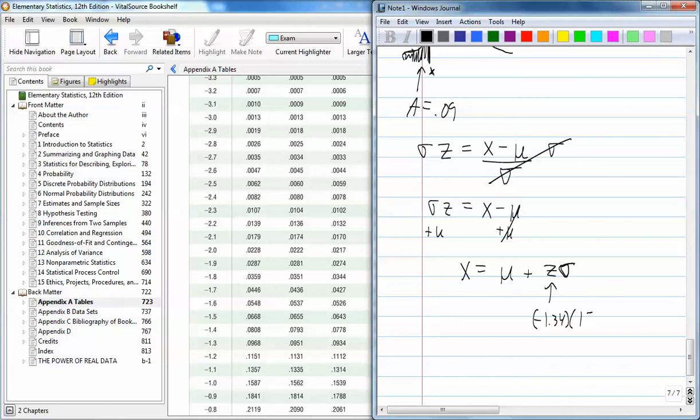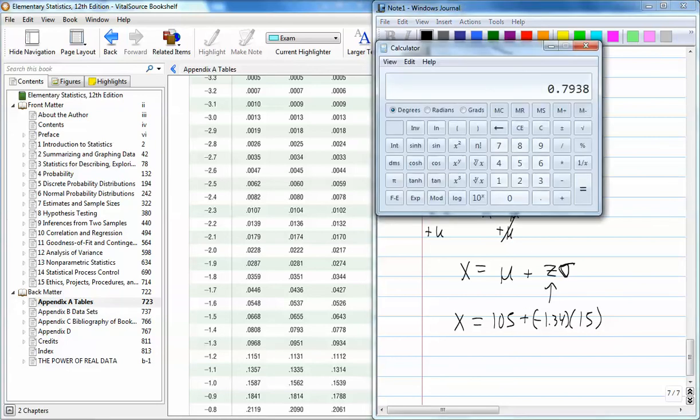What was our standard deviation given in the problem? 15. What was our mean given in the problem? 105. Work that math problem out. It'll probably be easiest to multiply this first. So 1.34, make it negative, times 15, and now add 105 to that.